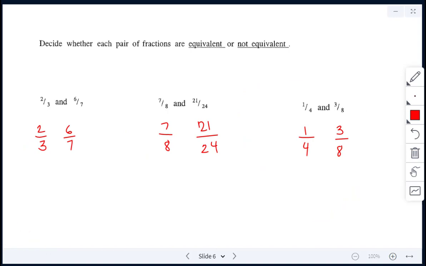All right, so here in this slide, we're just deciding whether each pair of fractions is equivalent or not equivalent. So here we would say not equivalent, so no. All right, here 7 times 3 gives me 21. 8 times 3 gives me 24. So yes, this is equivalent. And then lastly, 1 over 4 and 3 over 8, is it equivalent? No, it's not. 1 times 3 is 3. 4 times 3 would be 12. So these are not equivalent.